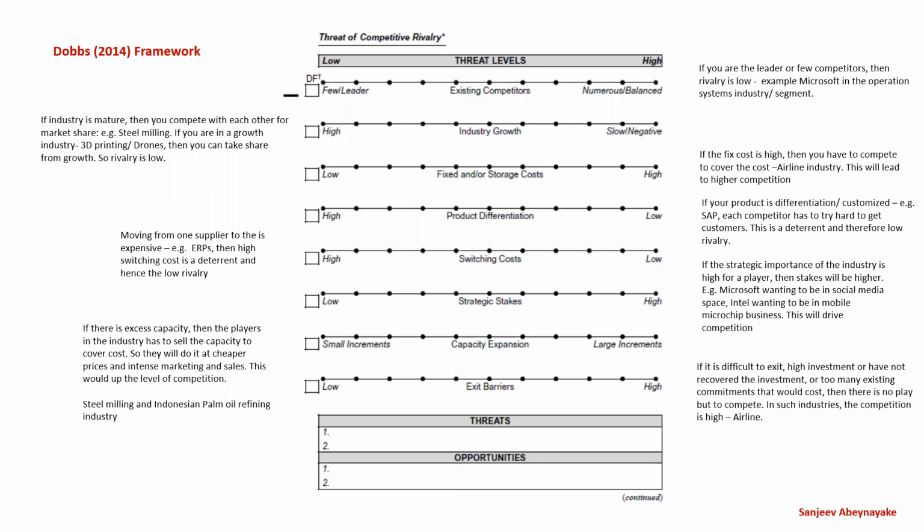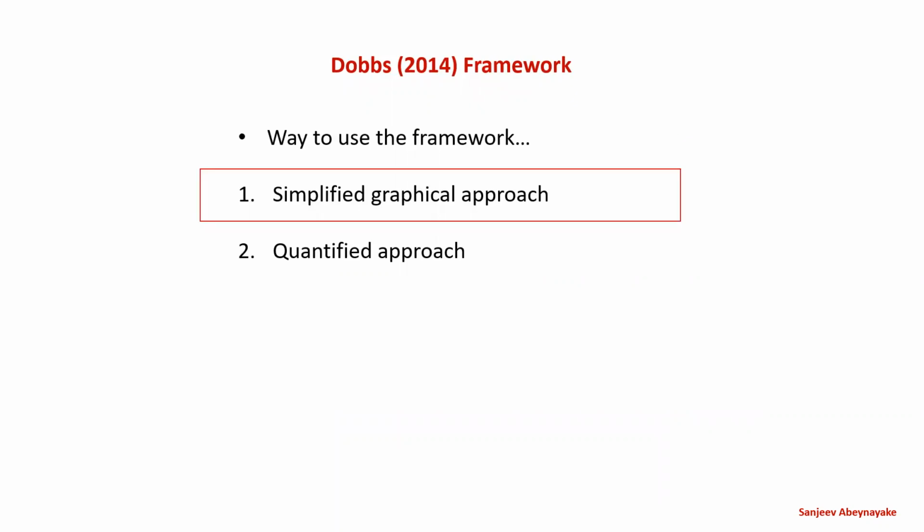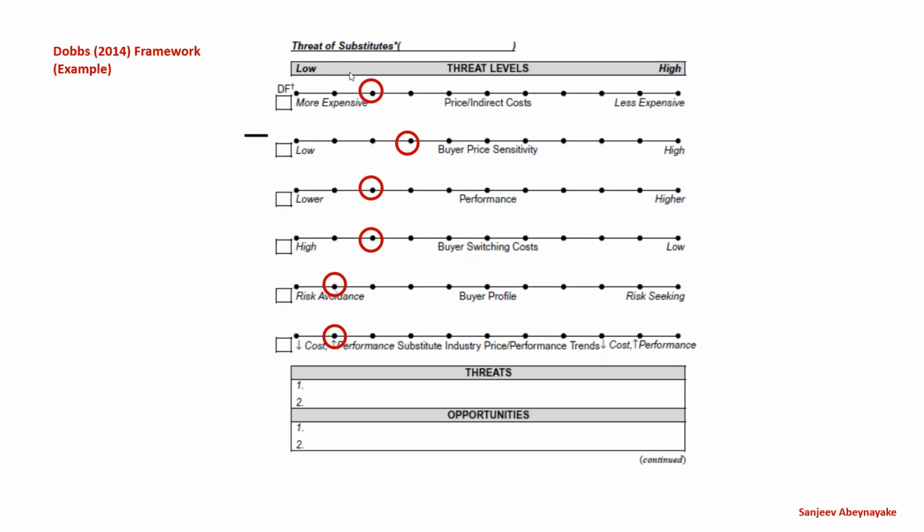So if you look at all these points, if you're more towards this side, then that means competition is less. But if you're more towards this side, the competition is high. So at the end of the day, you will do a graphical approach where you will mark like this. All right. For example, I will say, okay, overall, as far as this one is concerned, the threat of substitutes is low. So once I do that, I arrive at a decision on that.